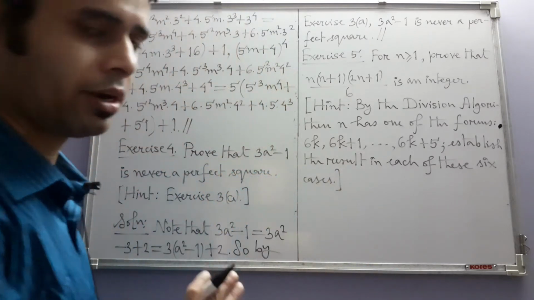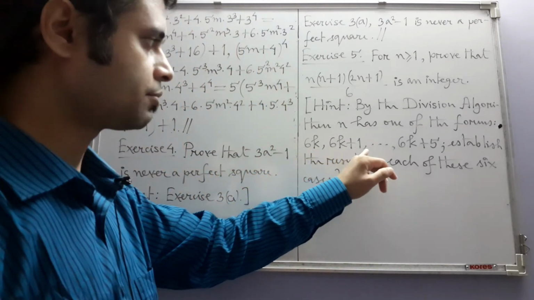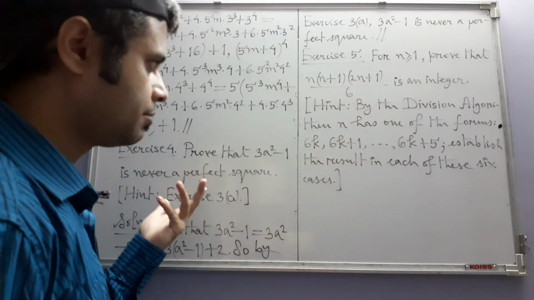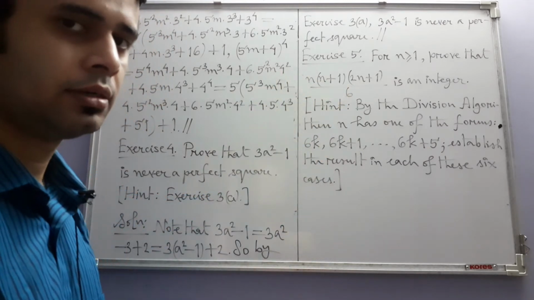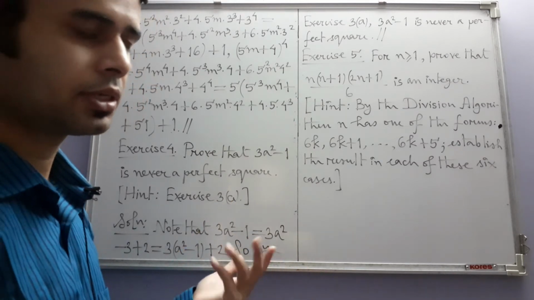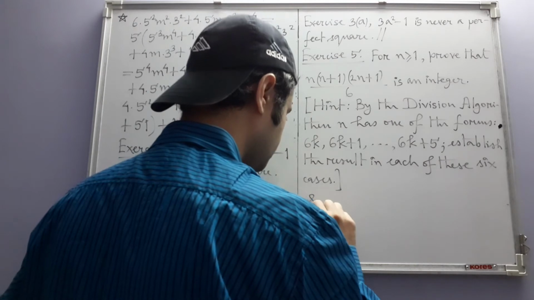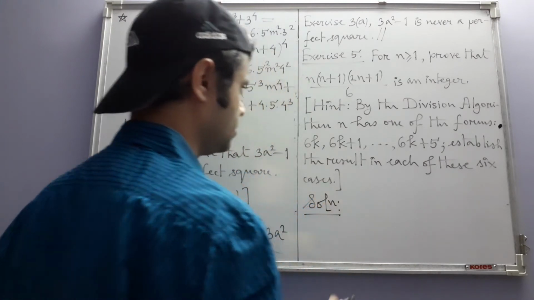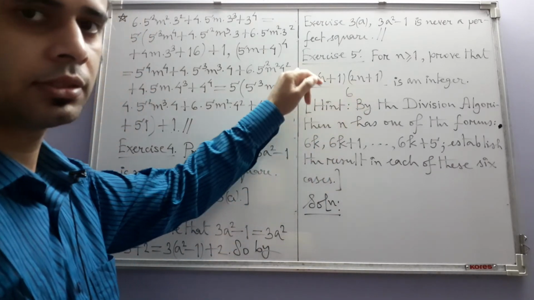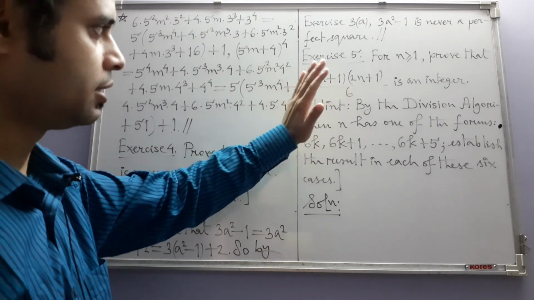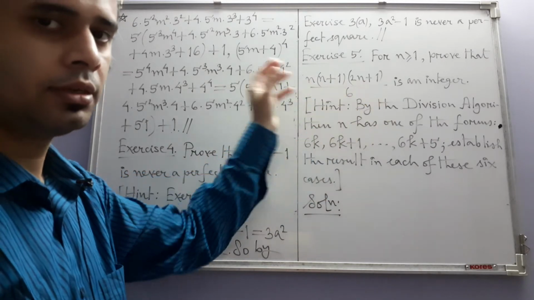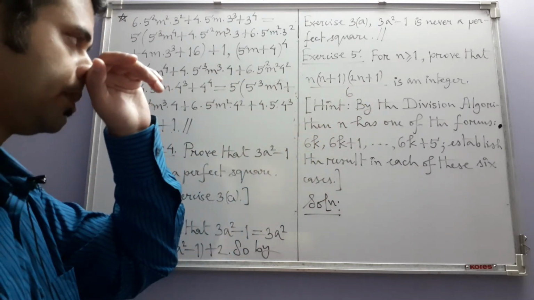So you know what you have to do here. You just pick one of the forms one by one, put them here in place of n, and verify that the expression is an integer. So that's how you have to solve this exercise, and I'm not going to do it. I leave it to you. For example, for the choice 6k, you can immediately see that 6 cancels with 6 there in the denominator, and you have an integer. For the other choices also, you will see that this expression becomes an integer.